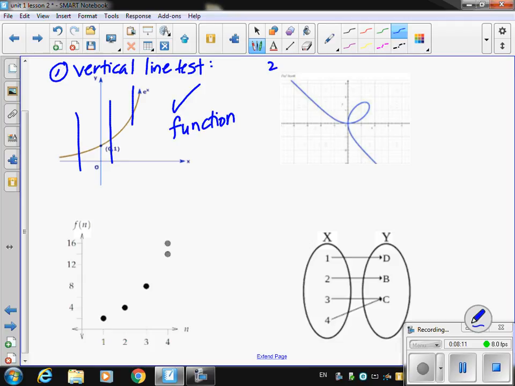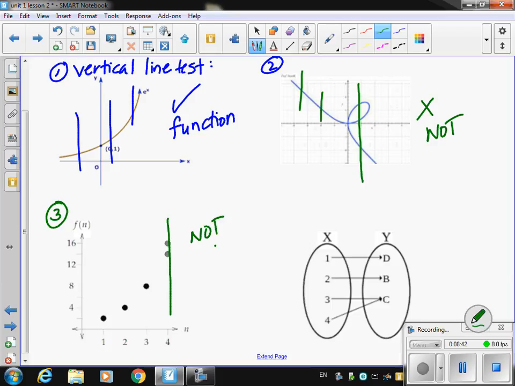Graph number 2. If I were to draw a vertical line, in some places I would be fine, but it gets violated right here. This is not a function, because my vertical line test has hit that graph in 3 places in one spot. Number 3, even with just points, I can draw a vertical line and it hits my graph in 2 places. That is not a function.